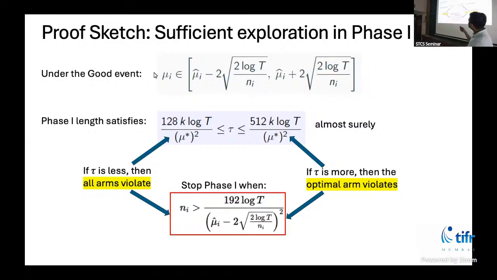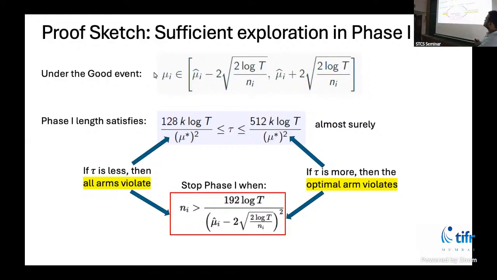No, because what is crucial is to ensure that our phase one length is inversely proportional to 1 by mu star square. That is very crucial for bounding the Nash regret. We need to show that tau is inversely proportional to 1 by mu star square, and that is coming from here. This is basically some kind of pessimistic estimate. That's the main crucial point.